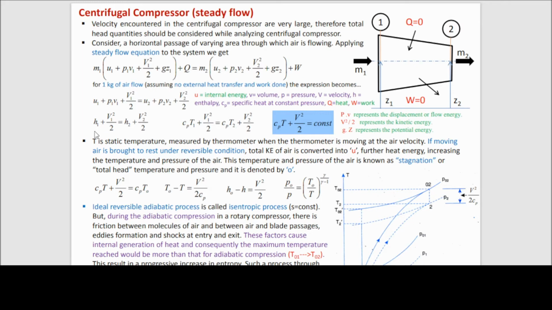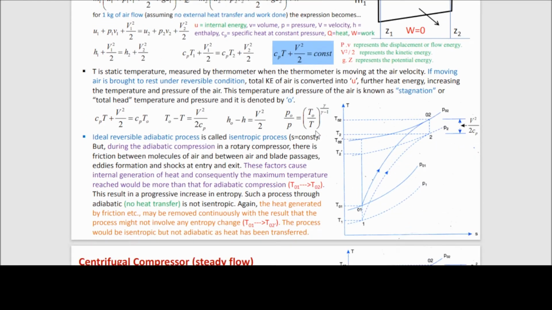Now U1 plus P1 V1 is equal to H1, and there is no datum difference, so gZ1 is equal to gZ2, so that can be cancelled. And H is equal to CpT, or delta H is equal to Cp dT, and H1 is equal to CpT1 plus V1 square by 2, and that is equal to H2, which corresponds to CpT2 plus V2 square by 2. That means CpT plus V square by 2 is equal to constant. So just understand that much.